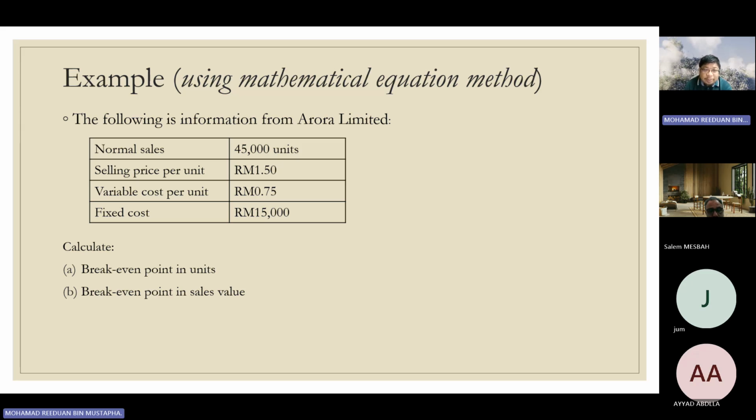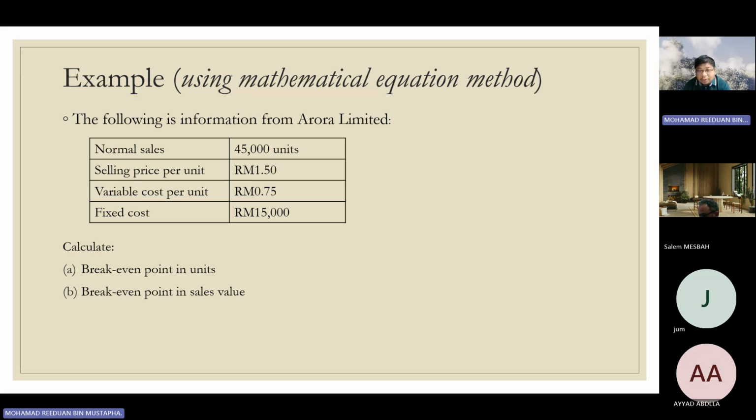So they don't ask about the break-even point per unit. They ask you about the units. So it shows that they're asking you in terms of how many units I need to produce, not in terms of per unit. Same goes for the break-even point in sales value. They don't ask you for one unit of sales value. They ask about the sales value, which means how much the sales value is.